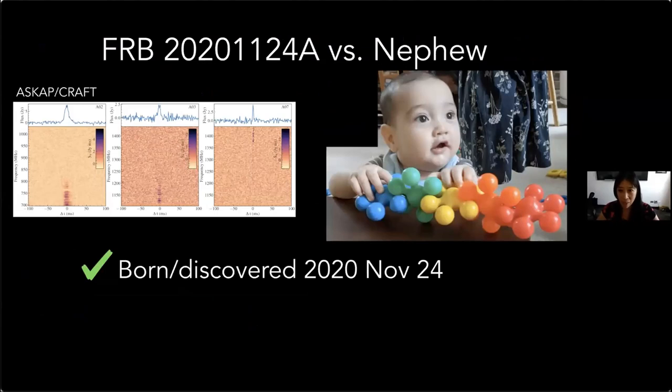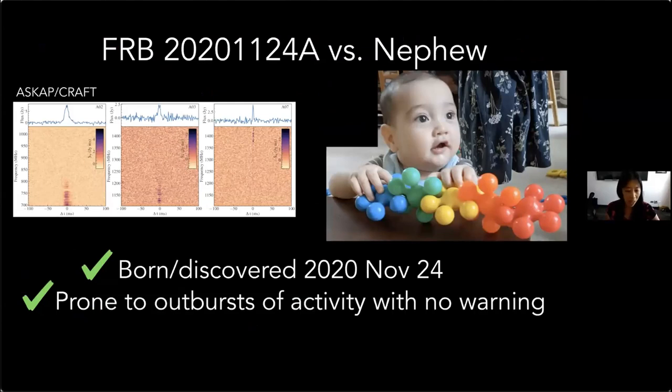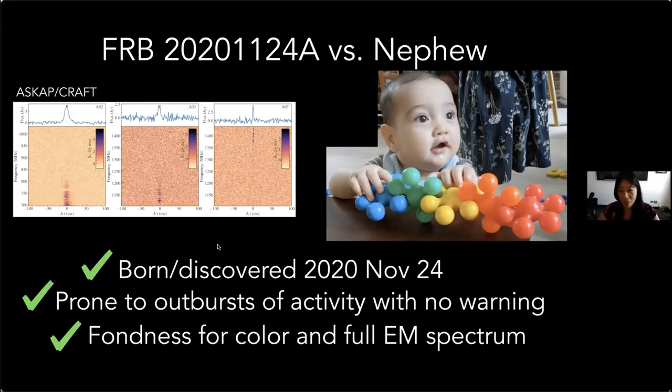I didn't actually get to meet him until just last week when he was 8 months old. I was also happy to learn that both this fast radio burst and my nephew are prone to outbursts of activity with absolutely no warning. I know that the fast radio burst has undergone a period of silence since late May. That's not the same for my nephew, so that's one difference. And both, this is kind of a stretch, have a fondness for color, as you can see in this picture of him, and a fondness for the full EM spectrum, as you'll see throughout the talk.